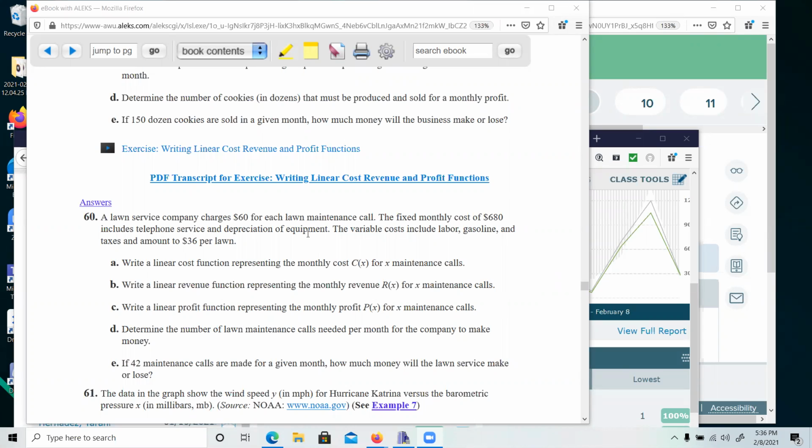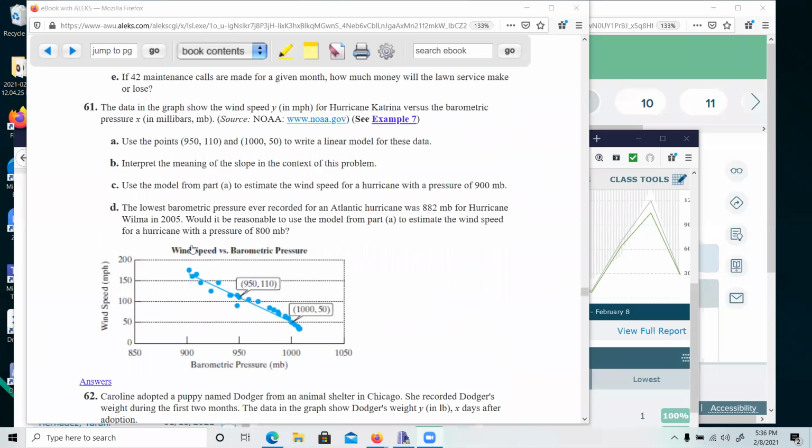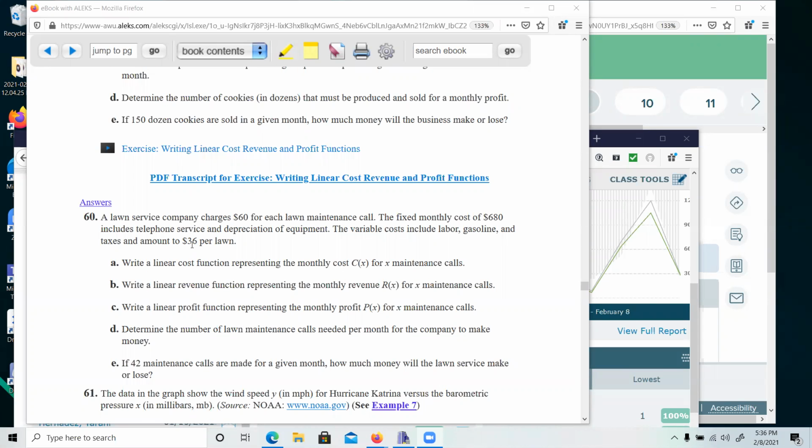So we are looking at linear functions, modeling with linear functions. This is the problems in your book. I hope this will be okay. So let's see here, 60.